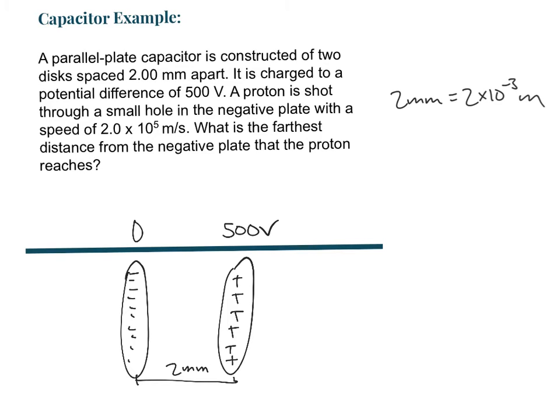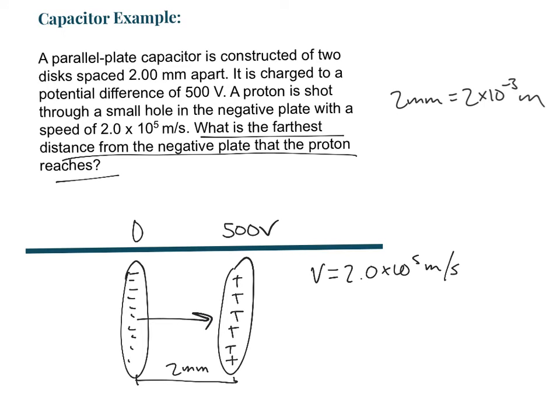A proton is shot through a small hole in the negative plate with a speed of 2.0 times 10 to the 5th. So we're going to have a proton shoot across that way. Speed is 2.0 times 10 to the 5th meters per second. Because to complicate matters, we have to have both a V for velocity and a V for potential and a V for the unit volts, all in the same scenario. And the question says, what is the farthest distance from the negative plate that the proton reaches?